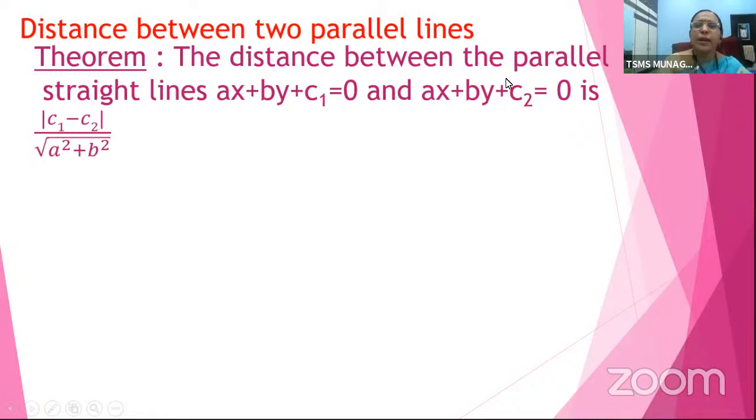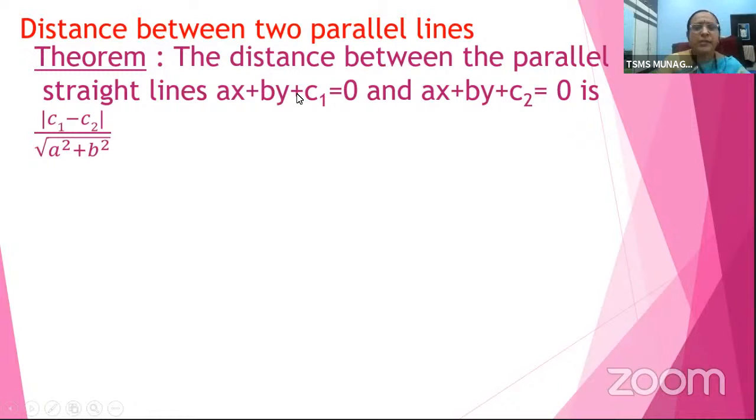And these two lines, what is the difference? The difference is only the constant, nothing else, is it not? The x and y coefficients are the same. The only difference is c1 here and c2 there, which means only the constants differ in parallel lines. So if there are two parallel lines like this, what is the distance between them?